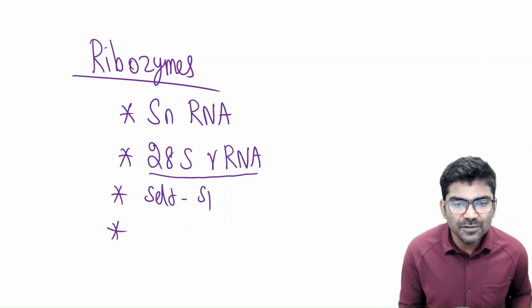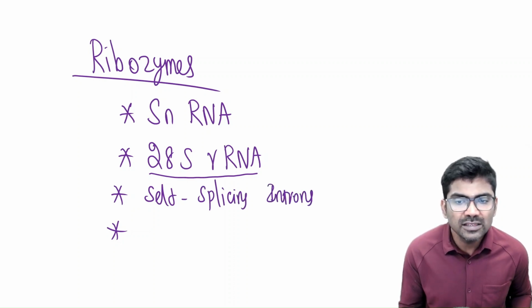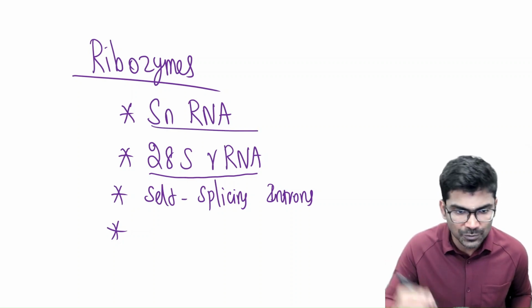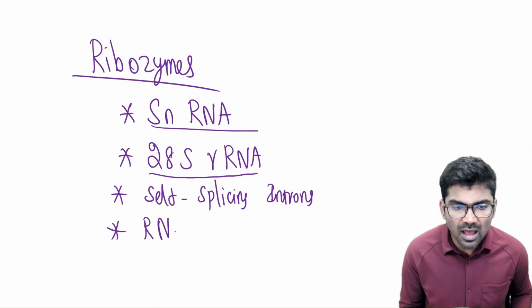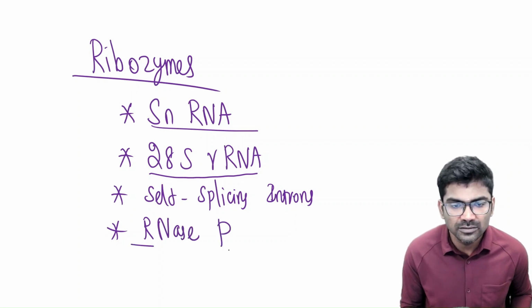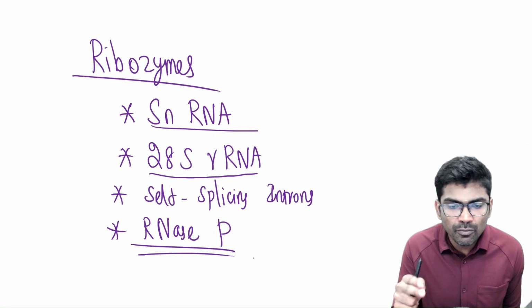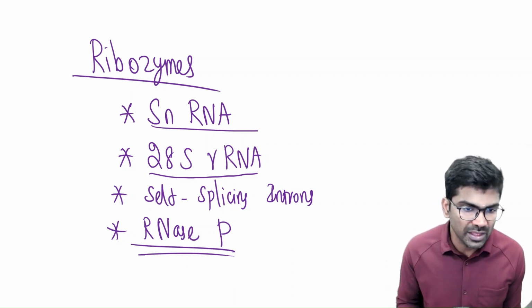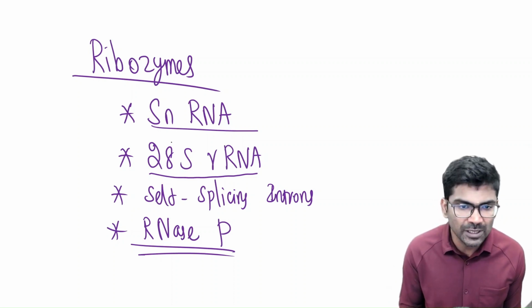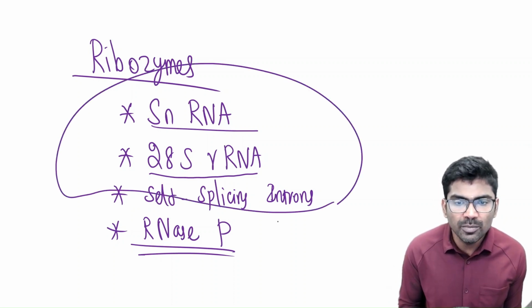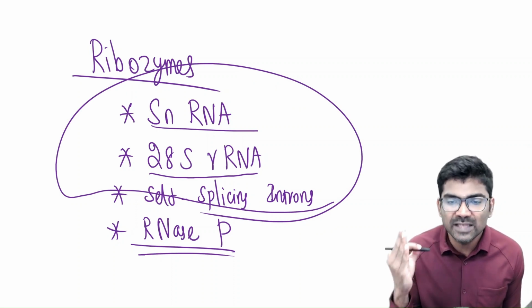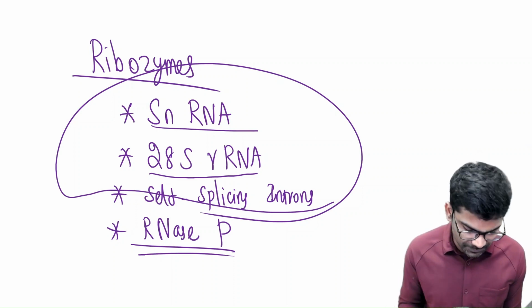There are certain self-splicing introns. So these introns, they splice themselves. There is no need of snRNA and spliceosomes. There is one RNase P. This is involved in trimming of transfer RNA during the post-transcriptional modification. This is also a ribozyme. At least try to remember the first three: snRNA, peptidyl transferase of ribosome, and self-splicing introns are ribozymes.